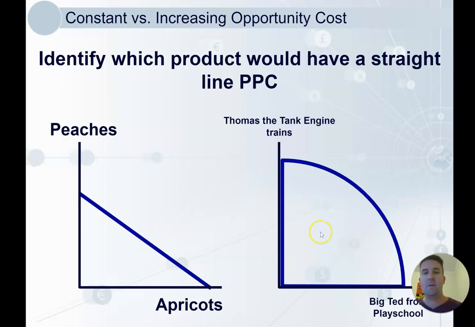Whereas these two toys, Big Ted from Play School and Thomas the Tank Engine, use very different resources, don't they? So it's going to be bowed out. It's going to get increasing opportunity cost. If we want to make more tank engines, we're going to give up making some Big Teds. And as we make more and more tank engines, we're going to have to give up more and more Big Teds to be able to do that.